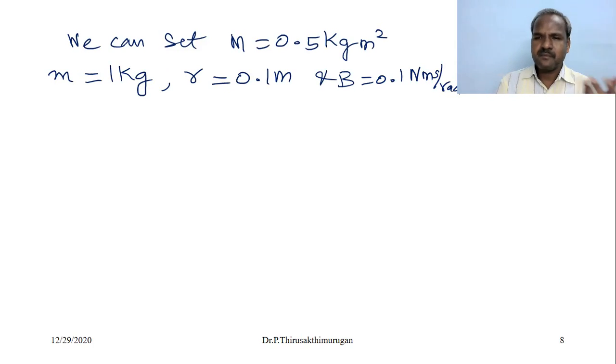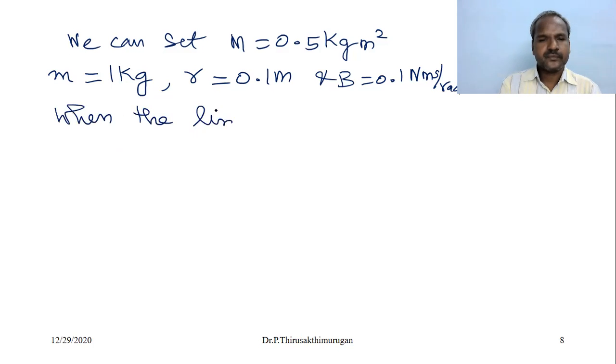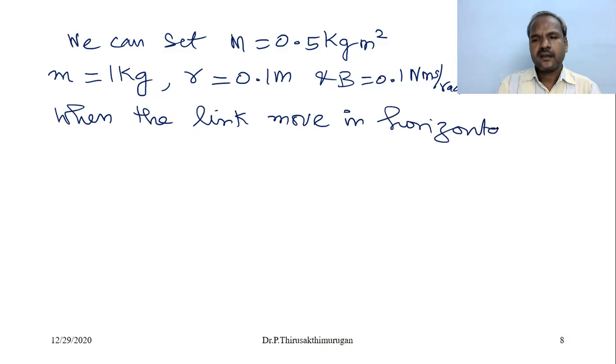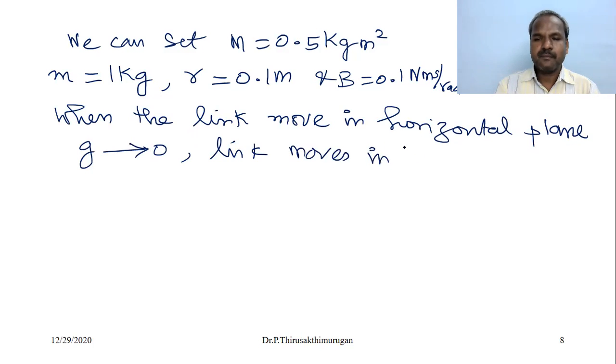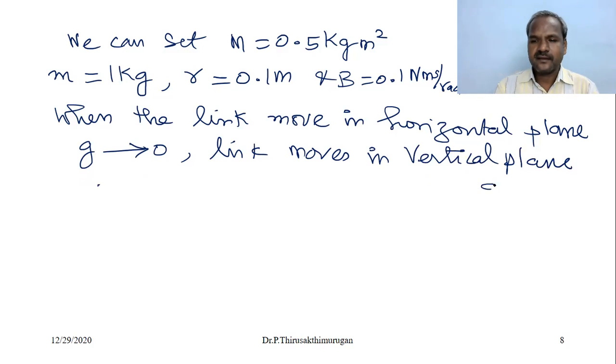Clear? So in some examples the link moves in a horizontal plane. When the link moves in a horizontal plane, the g value is equal to 0. In some cases the link moves in a vertical plane. In that case, g equals 9.81 meter per second square.